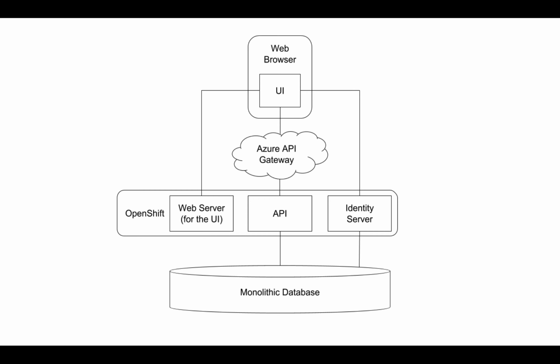So here's a very basic architecture diagram. The user interface, the UI, is a single page application written in Node, TypeScript to be exact, and it gets downloaded from the web server that's running on OpenShift, and then it starts making calls to the API through the Azure gateway. And of course, before you do anything, you need to authenticate via the identity server. And the API and identity server are backed by the monolithic database.